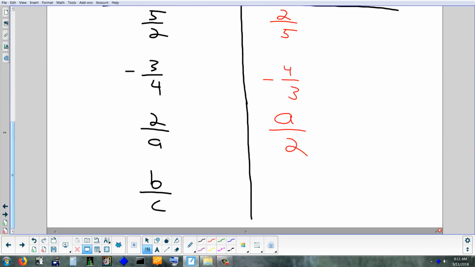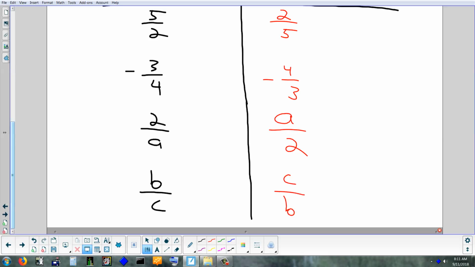How about b over c? Two letters. So this is just kind of the general case. You don't have any numbers at all. Mary? C over b. Okay, the point we're trying to get at is you just flip it. That's all you do. Take the top and the bottom and flip them. So you guys copied some stuff like that down in the warm-up. Any question on finding a reciprocal?